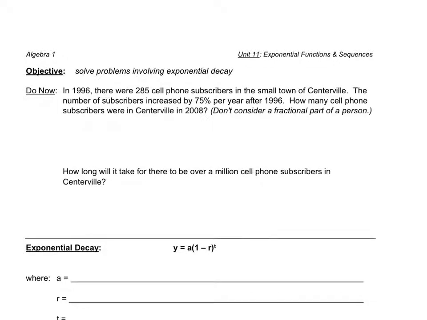All right, so in 96, there were 285 cell phone subscribers in the small town of Centerville. The number of subscribers increased by 75% per year after 1996. How many cell phone subscribers were in Centerville in 2008? So now you don't actually have to create an equation in order to answer this question, but the follow-up question calls for an equation. So you're kind of in a position where even though you don't really need to, it's probably in your best interest to.